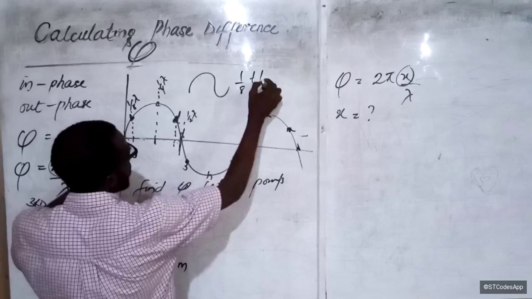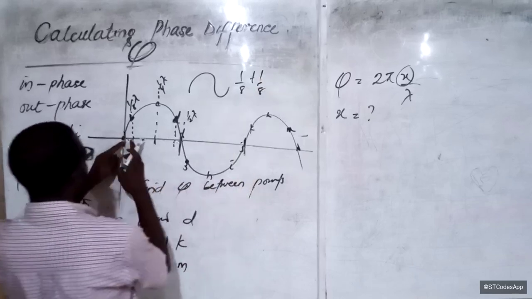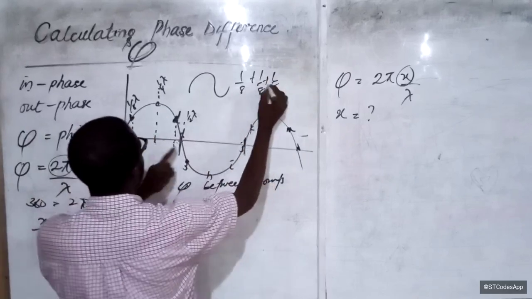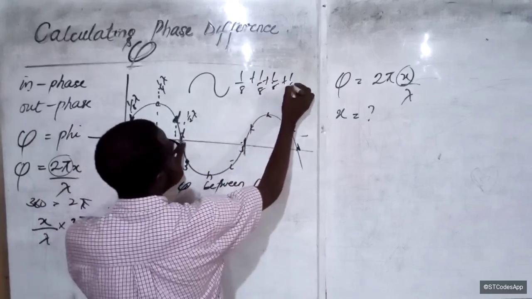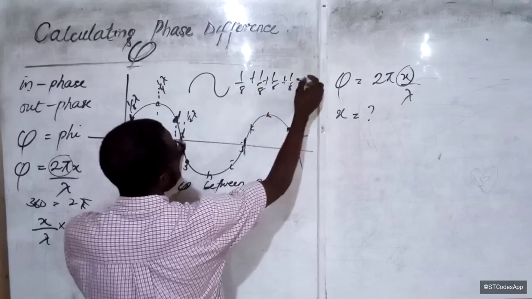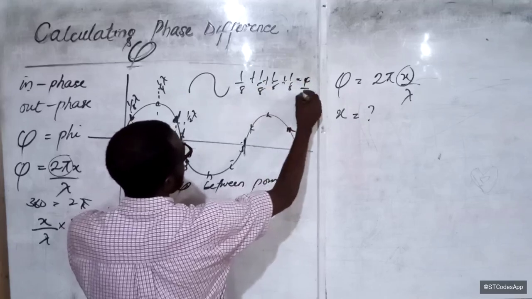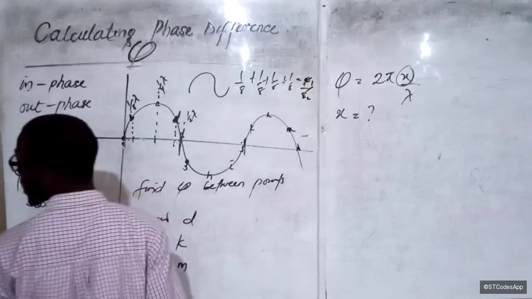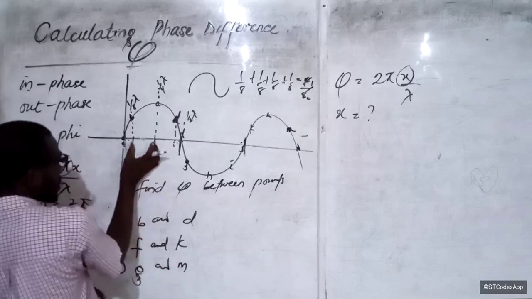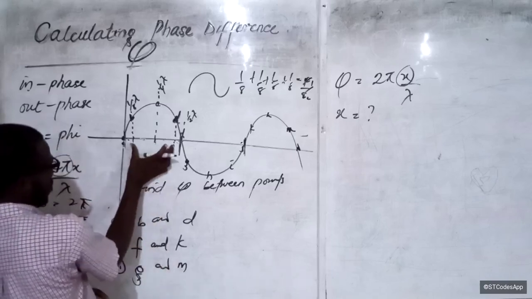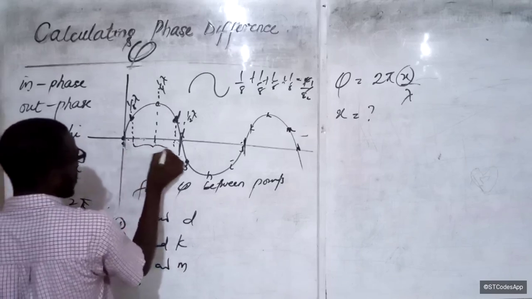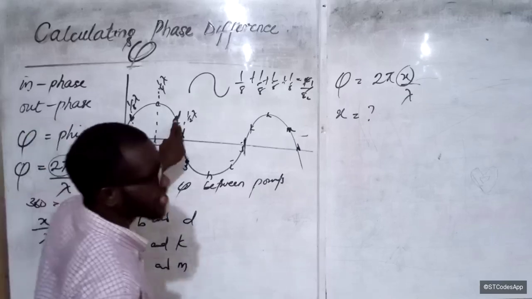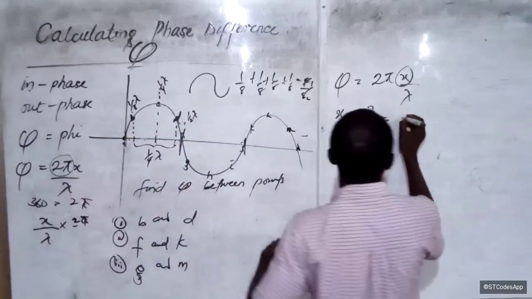1 over 8 here plus another 1 over 8 plus another 1 over 8 plus the last 1 over 8 is equal to 1 plus 1 plus 1 plus 1, 4 over 8. That is 1 over 2. Do you get it now? So this portion and this portion all together means that from here to here is what? 1 over 4 lambda.